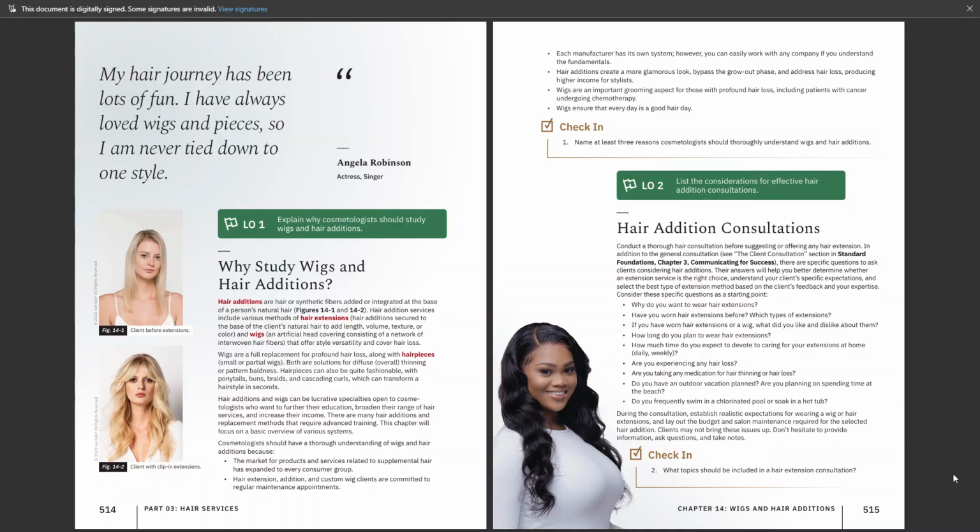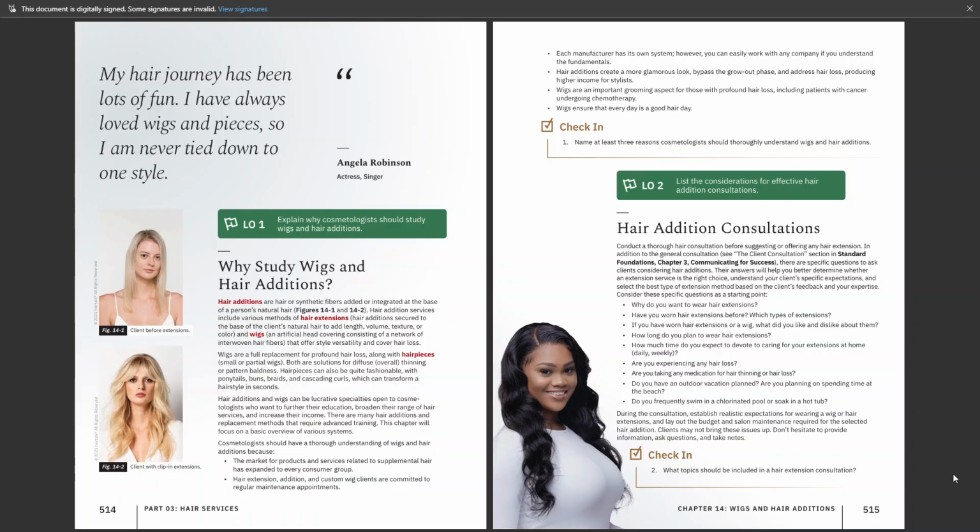Learning objective number 1. Explain why cosmetologists should study wigs and hair additions. Why study wigs and hair additions? Hair additions are hair or synthetic fibers added or integrated at the base of a person's natural hair. Figure 14-1 and 14-2 show before and after extensions. Hair addition services include various methods of hair extensions, secured to the base of the client's natural hair to add length, volume, texture, or color.